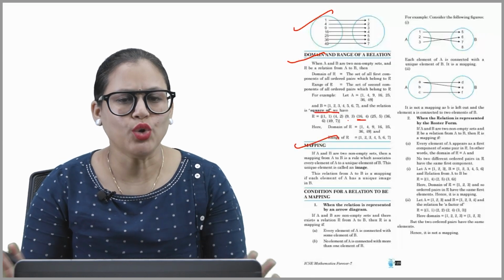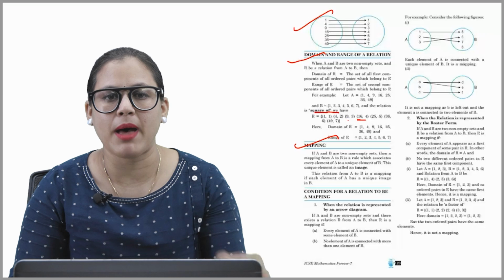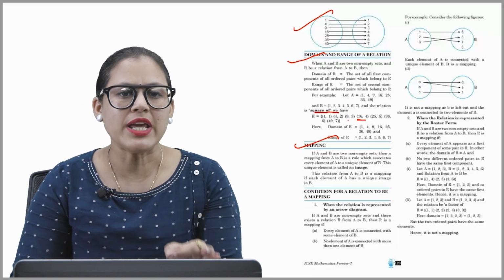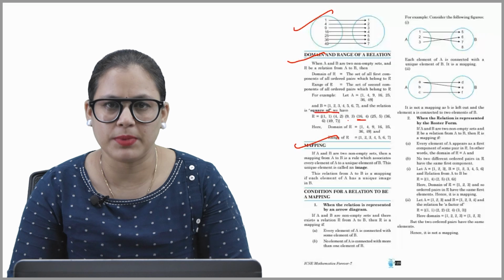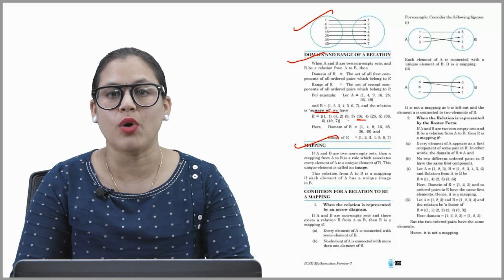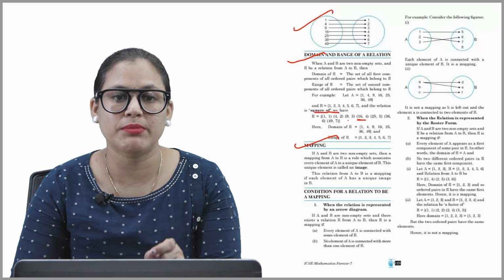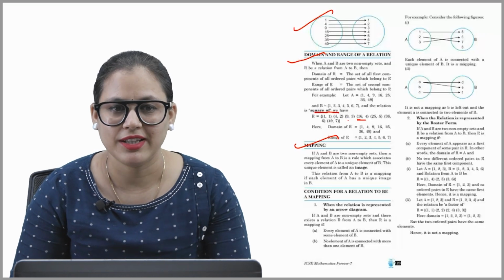If A and B are two non-empty sets, then a mapping from A to B is a rule which associates every element of A to a unique element of B. This unique element is called an image. This relation from A to B is a mapping if each element of A has a unique image in B.